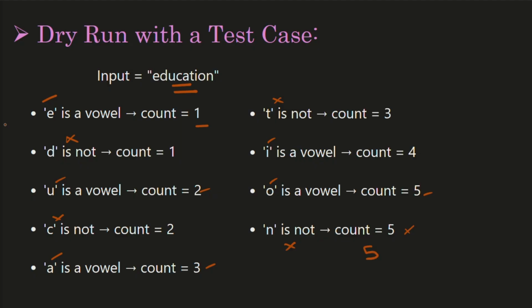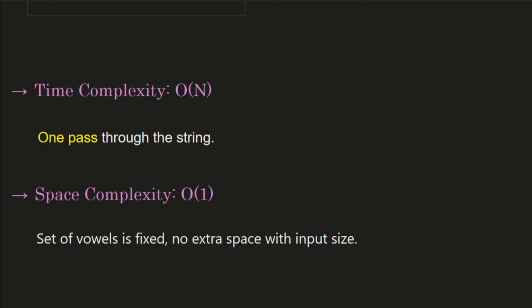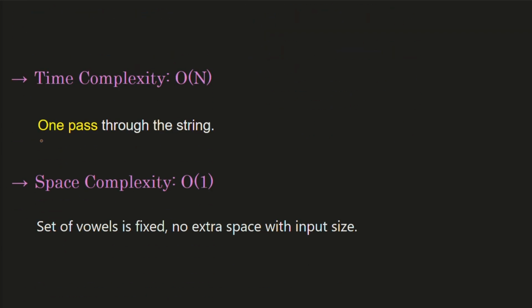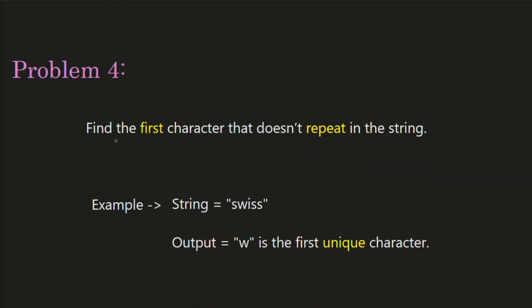Final count equals 5. Time complexity, O of n. 1 pass through the string. Space complexity, O of 1. The set of vowels is fixed, no extra space grows with input size. Problem 4. First non-repeating character.